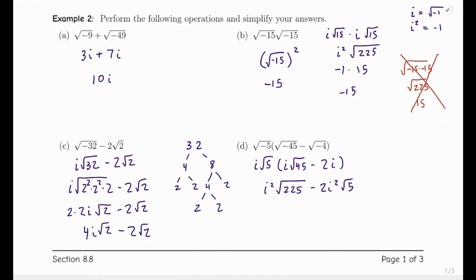From part B, we know i squared is negative 1, so this is negative 1 times the square root of 225, which is 15, minus 2 times negative 1 square root of 5, which is negative 15, plus 2 square root of 5.